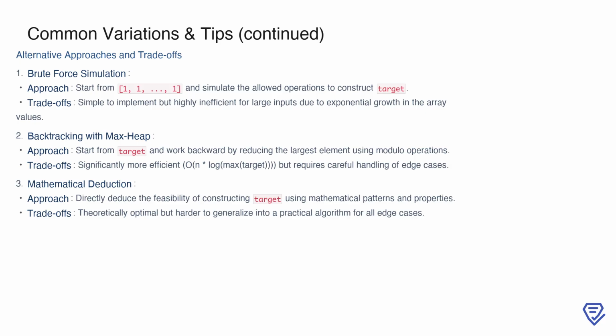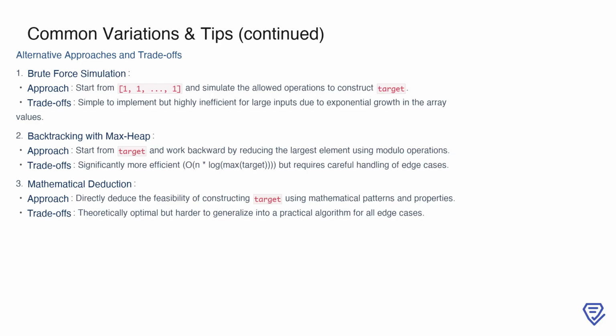There are a few alternative approaches to solving this problem, each with its own trade-offs. One approach is brute force simulation. This involves starting from 1, 1, 1, and simulating the allowed operations until you construct the target array. While this method is simple to implement, it's highly inefficient for large inputs due to the exponential growth of array values. A more efficient approach is backtracking with a max heap. Here, you start from the target array and work backward by reducing the largest element using modulo operations. This method has a significantly better time complexity, around O(n log(max(target))), but it does require careful handling of edge cases to ensure correctness.